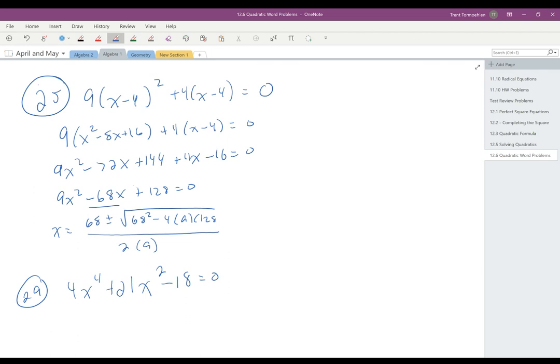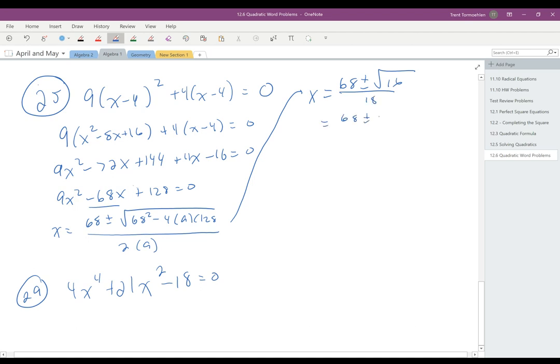And so this actually turns out to be much nicer than expected. 68 plus or minus the square root of 16, over 18, which gives us 68 plus or minus 4 over 18. It's nice that that square root turned out to be an actual perfect square. And so that gives us 72 over 18 when 4 is positive, and 64 over 18 when 4 is negative, which is 4 and 32 over 9, which are the correct answers.